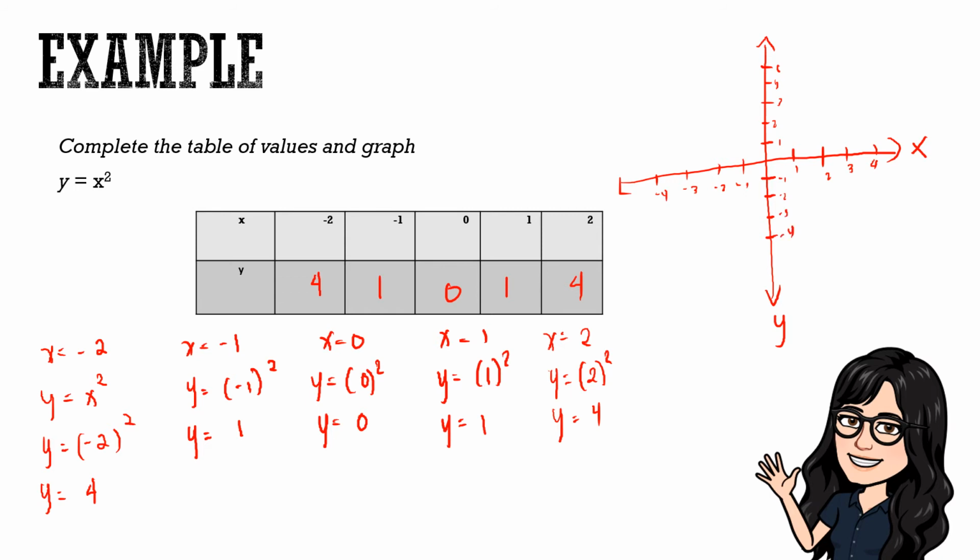If x is negative 2 and y is positive 4, so we have negative 2 and positive 4, the dot will be here. Negative 1 and 1, so the dot will be here. 0, 0, so we are on the center. Then 1 and 1, so we have here, and 2 and 4, so we have here. And then just simply connect the dots. As you notice, we form a parabola. Therefore, the given equation is a quadratic function.